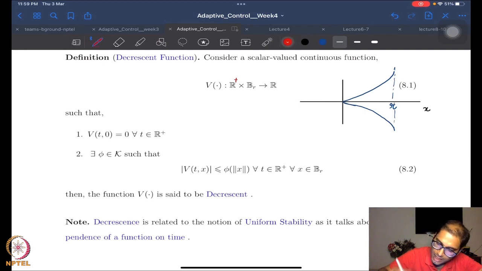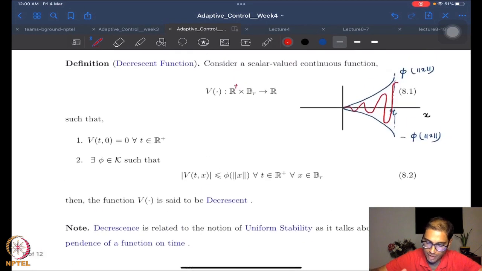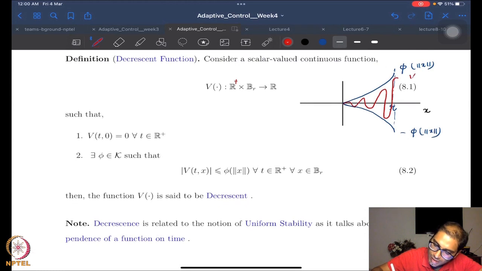Something like this. And we want, so this blue thing is of course the phi norm x, and this is minus phi norm x. And we want the v to be bounded inside this. So v is allowed to go in the negative direction, but it has to remain within this sort of envelope, if you may. Right. So this is what is a decrescent function. I mean, this is an example of a decrescent function.